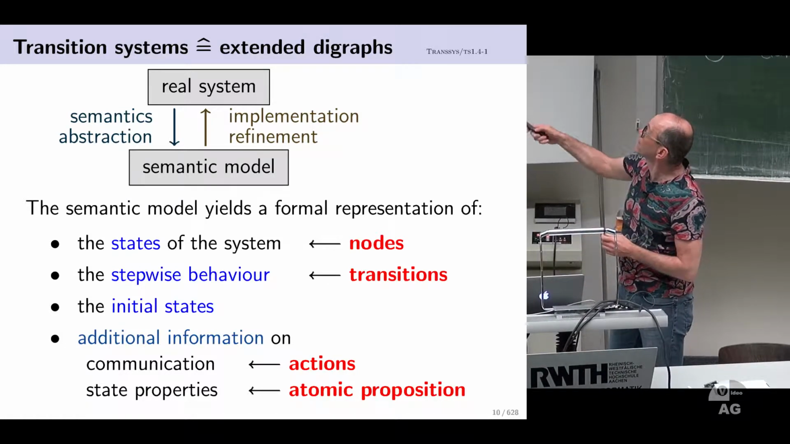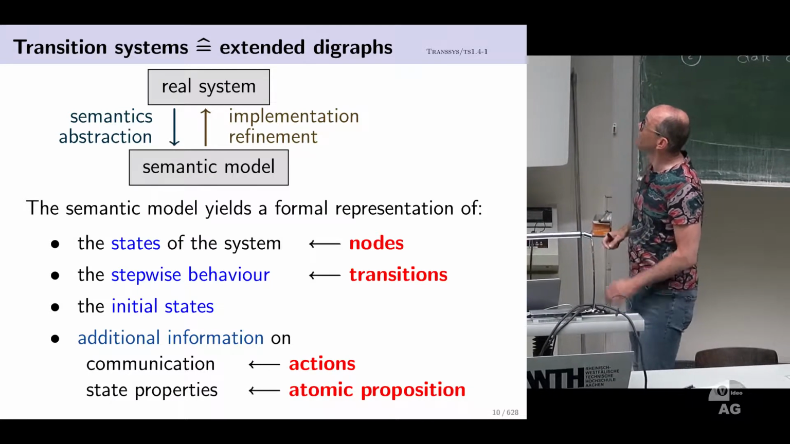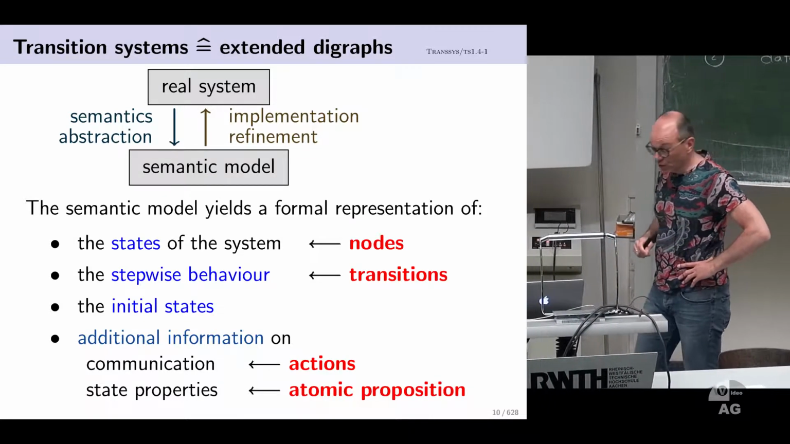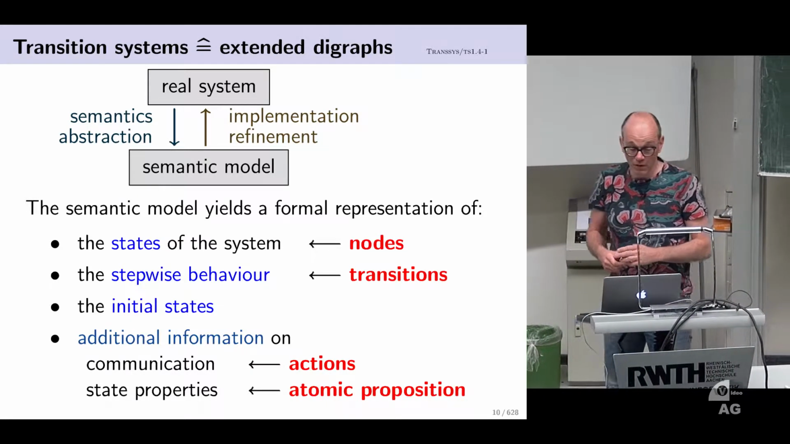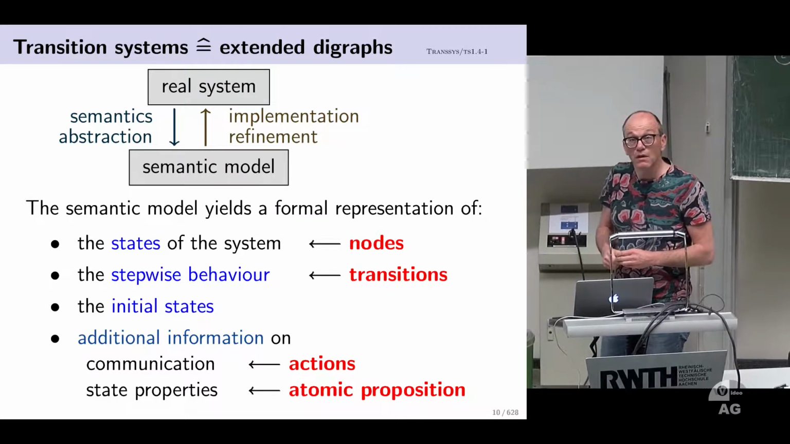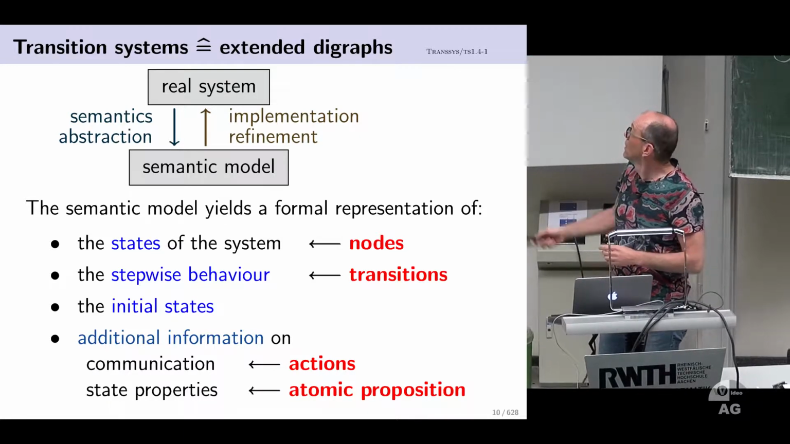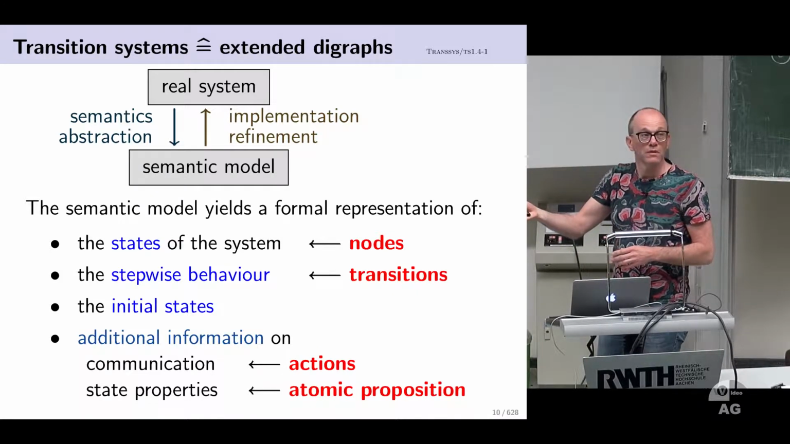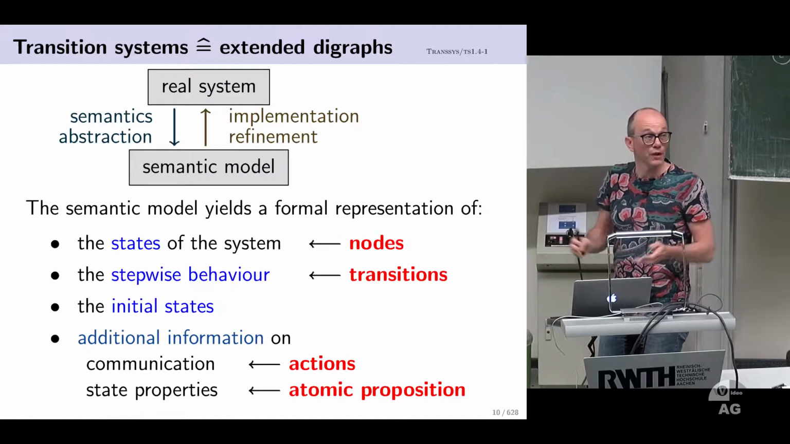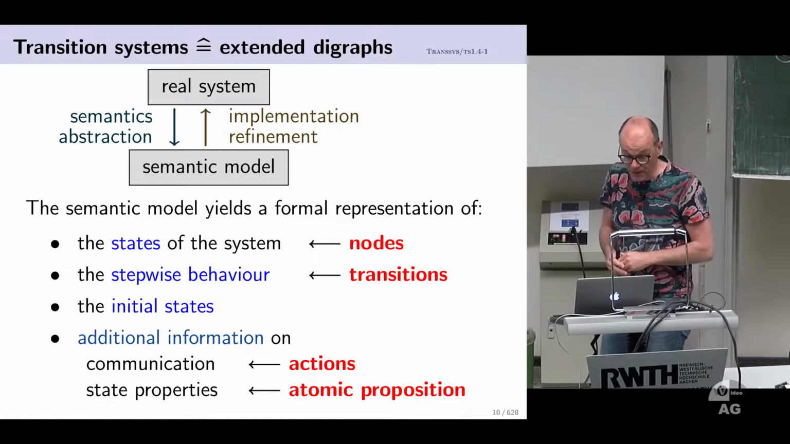Roughly speaking, the idea is that we have a real system and we're going to make a model. This model is a semantic model, and the idea is that we represent a couple of essential features of the system. The first is the state. Think about a traffic light. The state of the traffic light is its current color. Then the stepwise behavior, which means how the system will evolve. The traffic light could switch from red to orange. That is a change, that is a transition.